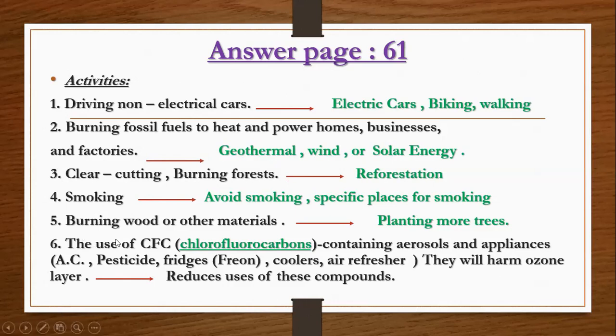The last activity or source through which humans can affect the quality of the air is called chlorofluorocarbons, CFCs. This is what we call the compounds that affect the ozone layer.